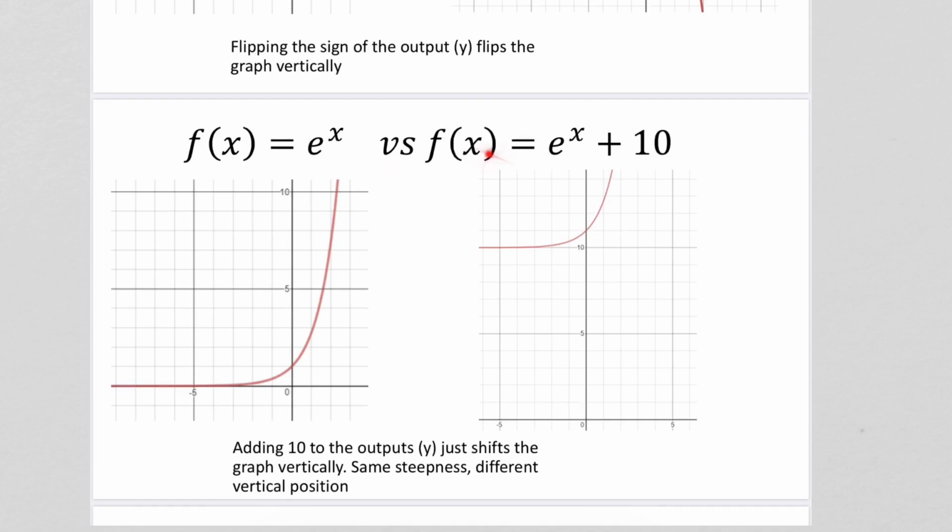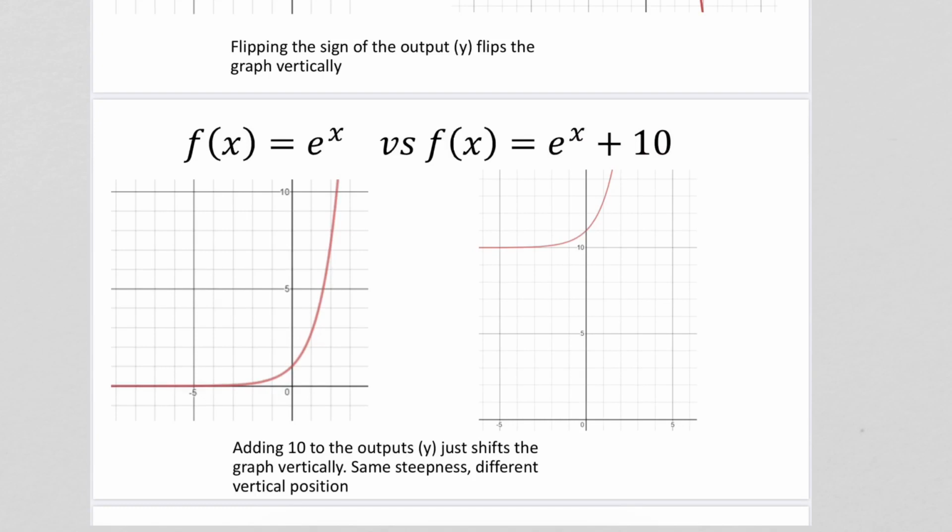All right, so if we add 10 to our outputs, that's just going to shift it vertically. Adding 10 just shifts the graph up vertically. So same steepness, just in a different vertical position. So for example, the derivative at x equals 1 would be exactly the same. All that's happened is that this graph has just been shifted up. Okay, so that's our vertical shift.